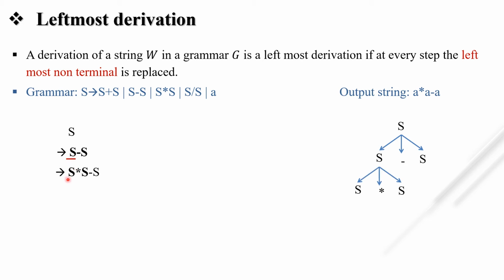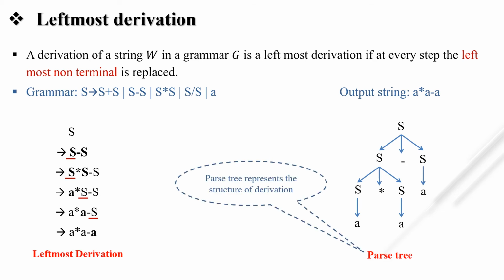Now from these three non-terminals, which was the leftmost non-terminal? This one. We already get the multiplication and the minus symbol, so we replace this S with a to get the string. Now in these two non-terminals, which is the leftmost? This one. So we replace first this S with a, and at last this S with a. So the parse tree also represents the structure of derivation. Let's see rightmost derivation.